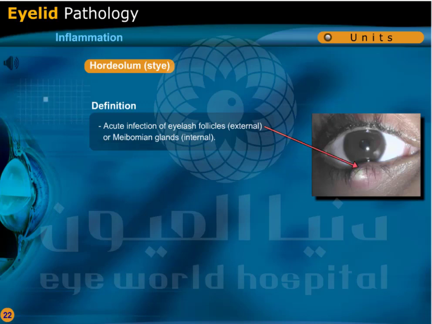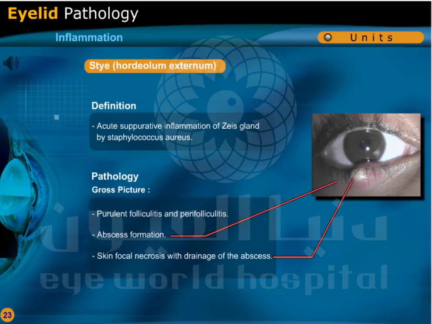Inflammation. Hordeolum or stye. It is acute infection of eyelash follicles externally or meibomian glands internally. Stye or hordeolum externum. It is an acute suppurative inflammation of this gland by Staphylococcus aureus. There is purulent folliculitis and perifolliculitis, abscess formation, and skin focal necrosis with drainage of the abscess.